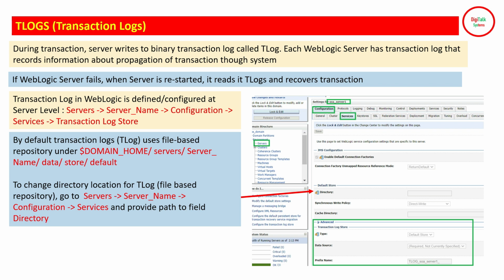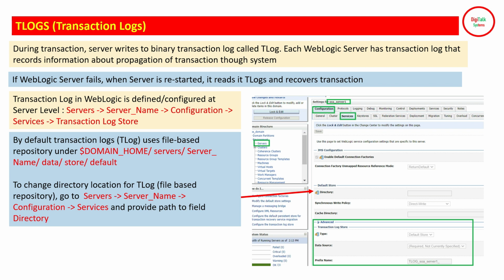Now the default location of the transaction log is inside your server staging directory. That means inside the domain you will have a folder called servers. Inside servers we have different folders with the name of each and every server. Inside each server, you will have a folder called data. Inside data, you will have a folder called store, and inside store, you will have a folder called default. So this is the default location of the transaction log. By default, all your transaction logs will get stored inside this particular directory, with a file name ending in .dat. Why .dat? Because this is a binary file.